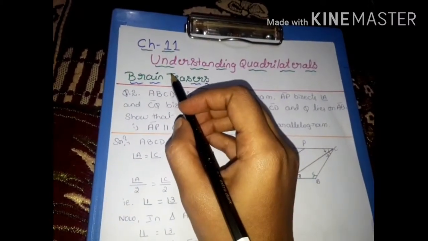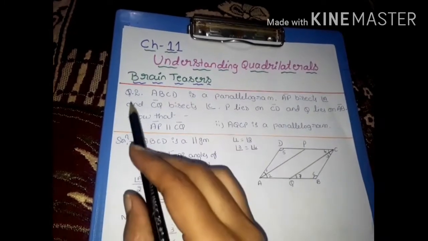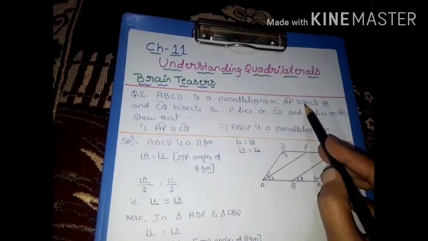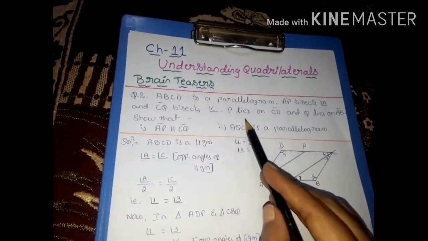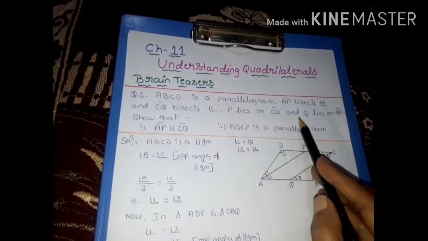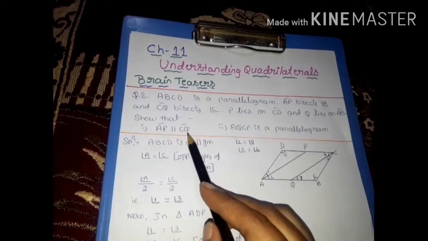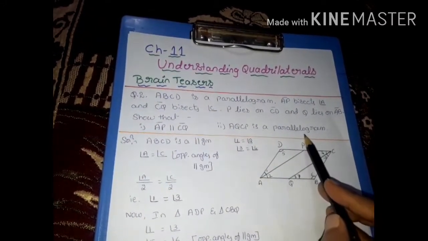In this video, let us continue Chapter 11 Understanding Quadrilaterals, Brain Teasers, second question. ABCD is a parallelogram. AP bisects angle A and CQ bisects angle C. P lies on CD and Q lies on AB. Show that AP line segment is parallel to CQ and also AQCP is a parallelogram.